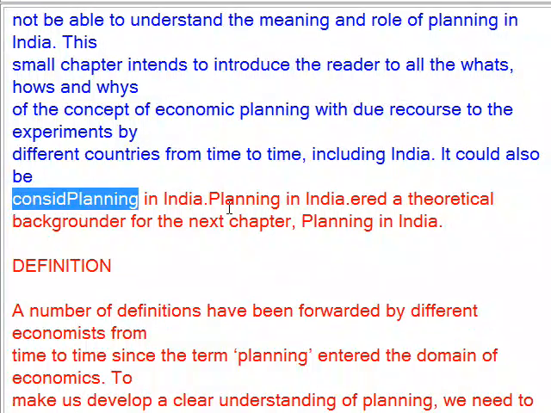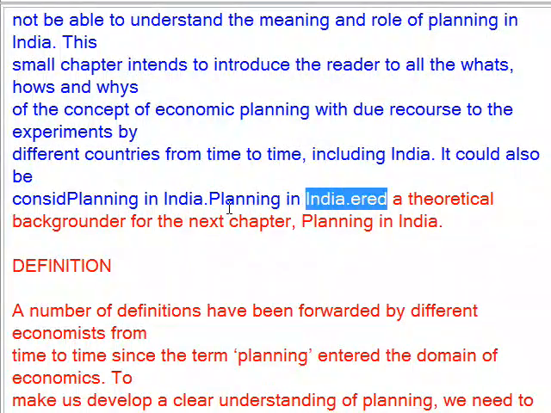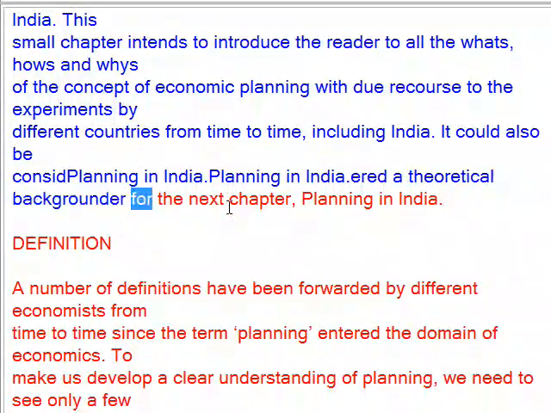It could also be considered as preparing a theoretical background for the next chapter, planning in India.